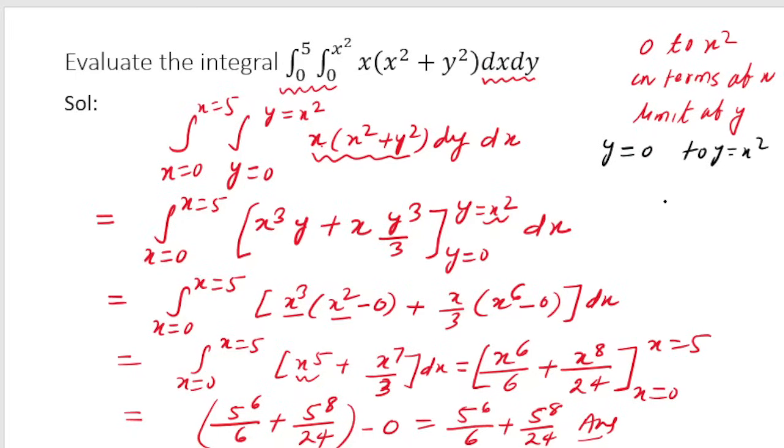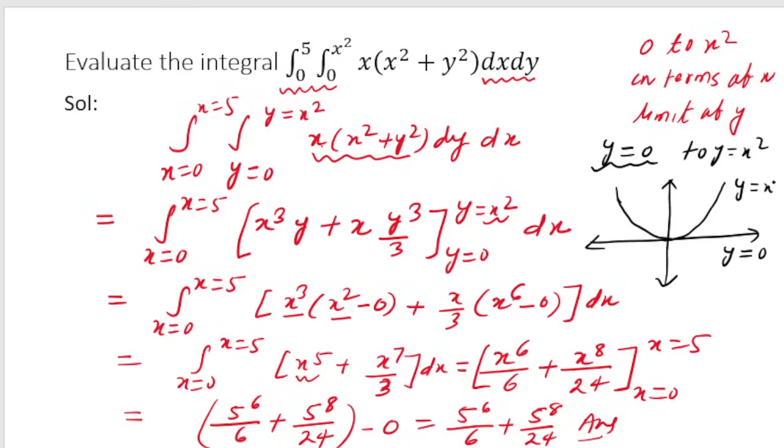So basically what we are doing, if you draw the axis system, you call this x axis and you call this y axis, right? And in this, if you ask me, sir, what is y is equal to 0? So x axis is nothing but y is equal to 0. And what is y is equal to x squared? So this is the parabola, which is nothing but the graph of y is equal to x squared, right?